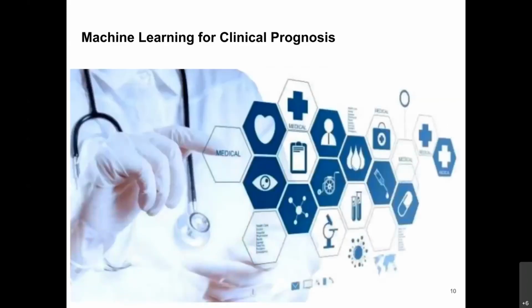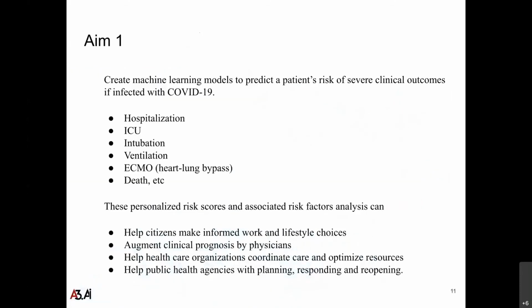So let's focus on the first aim. The primary aim is machine learning for clinical prognosis. We are going to create machine learning models to predict a patient's risk of severe clinical outcome if they're infected by COVID-19. The severe outcome is defined as hospitalization, ICU, intubation, ventilation, ECMO, which is a heart-lung bypass, or death. These personalized risk factors can obviously be used in many ways: they can help citizens make informed decisions about their work and life choices in the pandemic, help with the clinical prognosis, and help with public health.